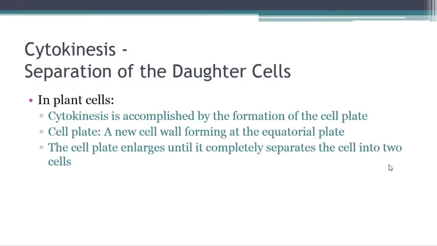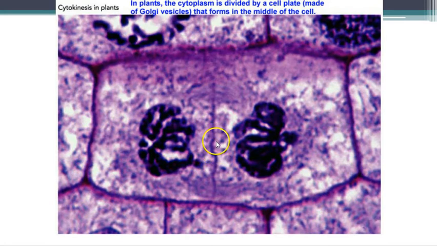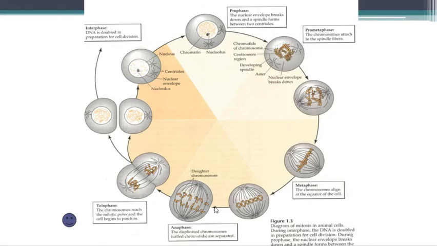Now, in plant cells, it's a little bit different because you have that rigid cell wall. And so you can't just squish it and pinch it off. And so in this case, instead of getting that contractile ring, you get a cell plate, right? And so you can see here that a new membrane and a new cell wall are forming in the center. And so this is going to start in the middle and then spread out to either end until it is complete and you have 2 new cells.